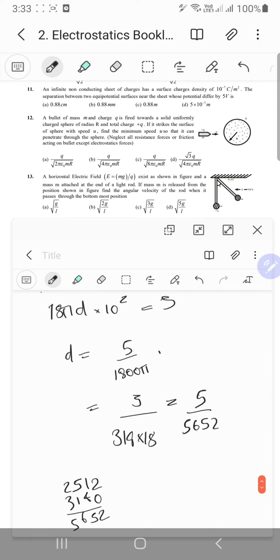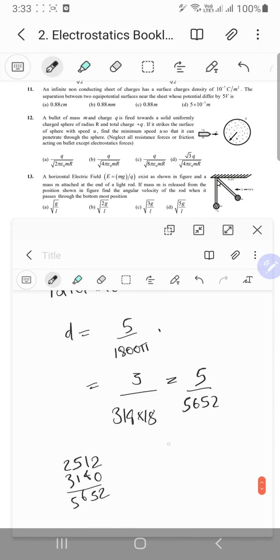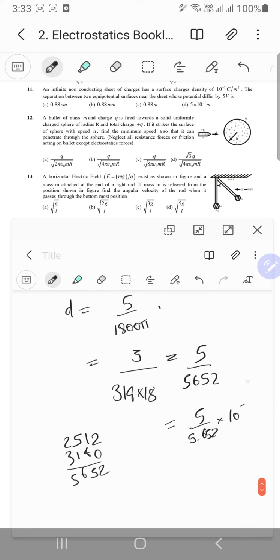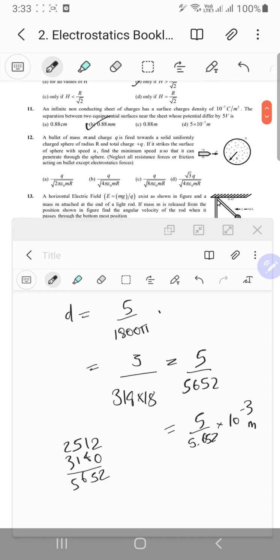Okay, so now what? So this is like 5 upon 5.652 into 10 power, well, it should be 10 power 3, so it's going to be 10 power minus 3 over there. So it's something like 0 point something into 10 power minus 3 meters. So it's 0 point something millimeters. So this looks correct. No, not exactly.